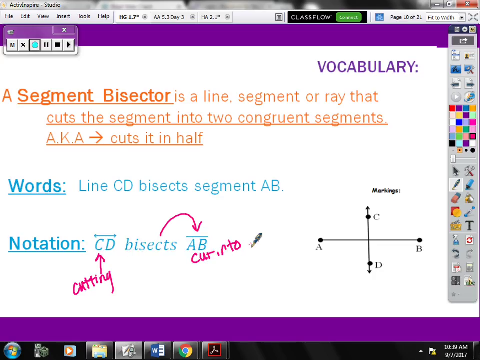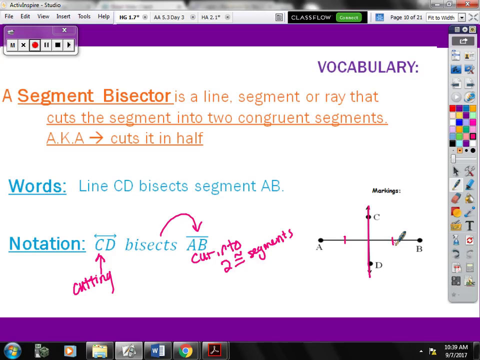Oh. My animations are working against me as I write here. So you want to make sure that you don't mark CD as being congruent. You're saying that CD is doing the cutting, and it is cutting AB into two congruent parts. So the markings that you need are just a congruent segment on each little part. That's it.